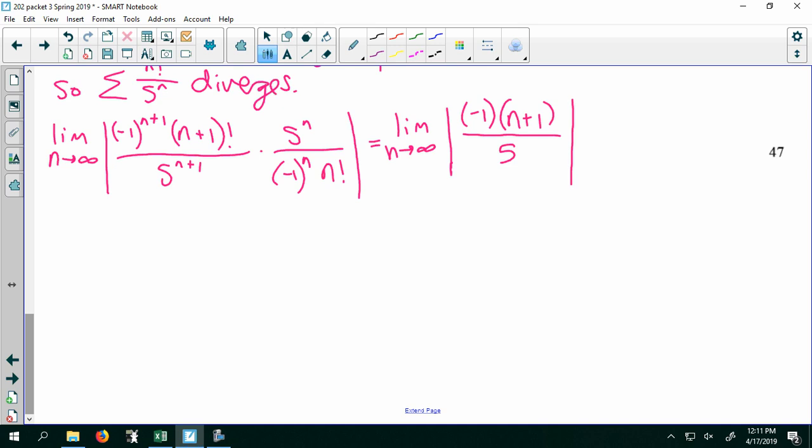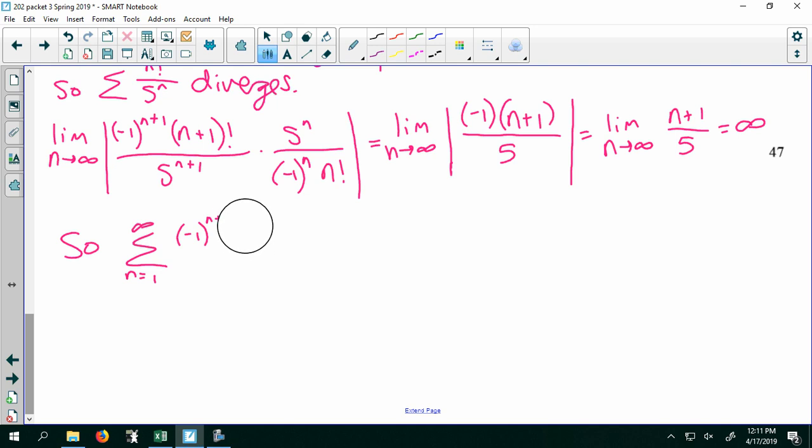But since this is all an absolute value, this is the limit as n goes to infinity of the absolute value of all this stuff. That -1 doesn't matter at all. And I get n plus 1 over 5 when I take absolute value, and that is infinite, which means that this sum also diverges. The sum of -1 to the n times n factorial over 5 to the n diverges.